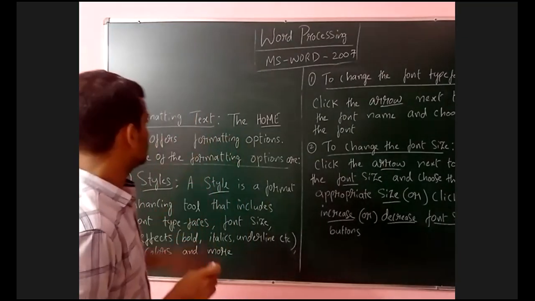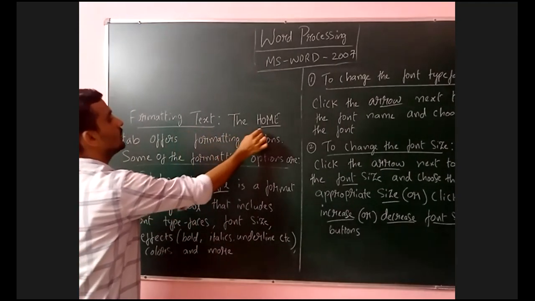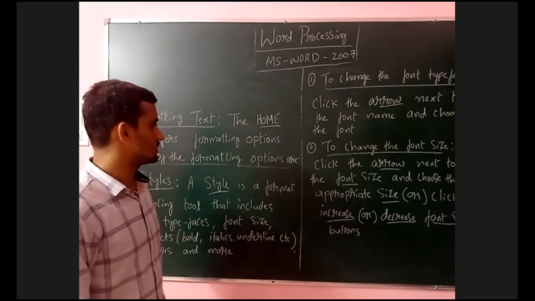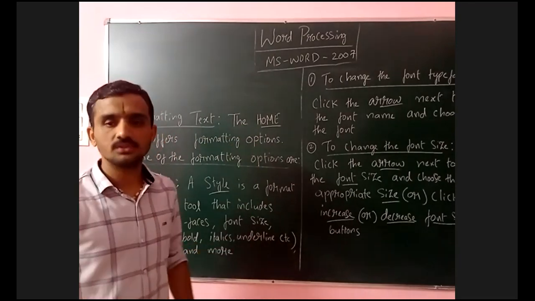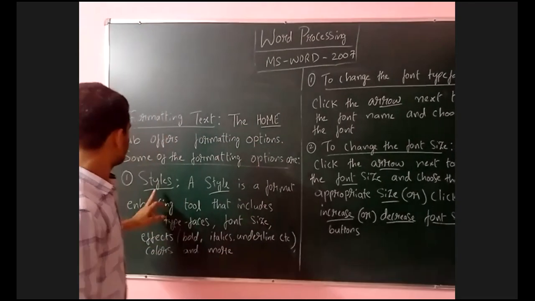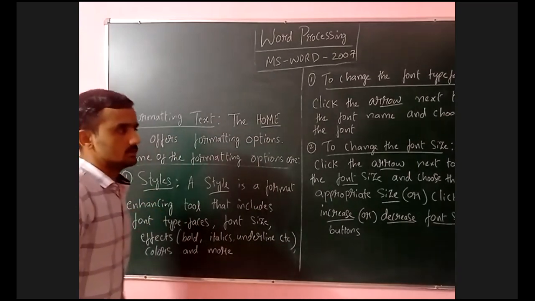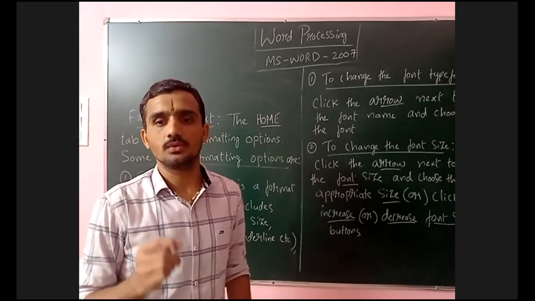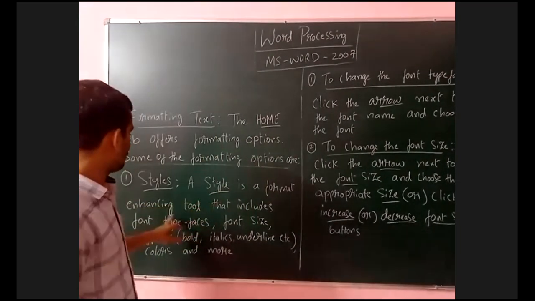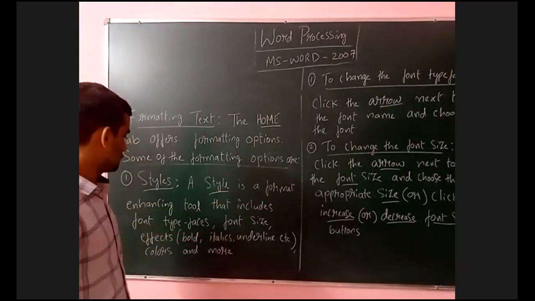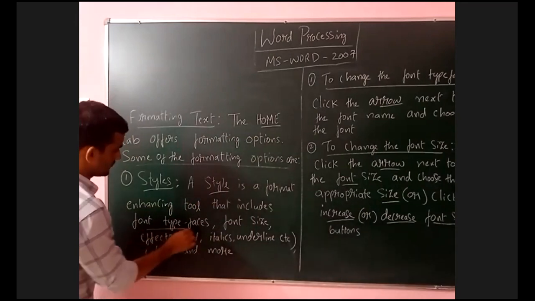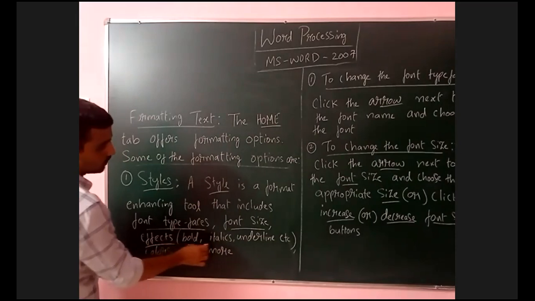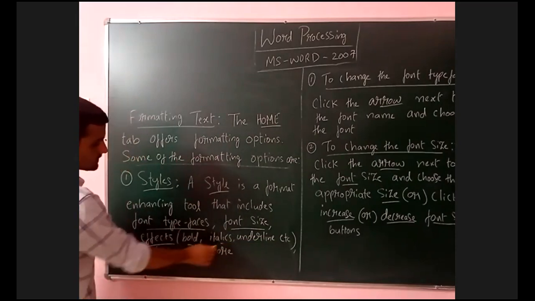So we have the option called formatting. In the home tab we have the formatting options. We have many formatting options, and we will discuss them one by one. The first option is style. If you want to apply the style option for the text, a style is a format enhancing tool that includes font type, font size, and effects. Effects include bold, italics, underline, colors, and more.